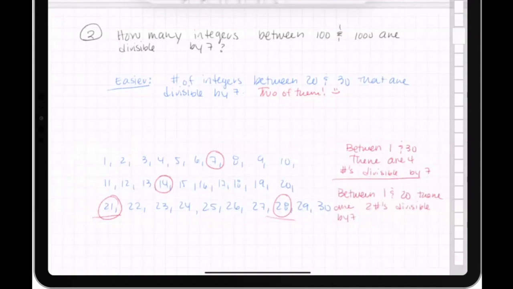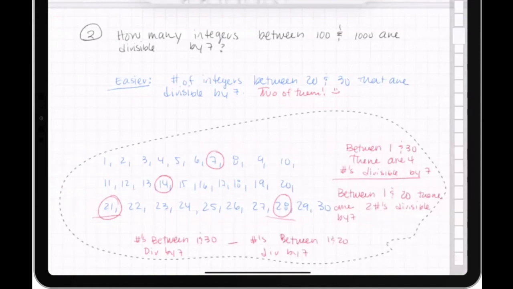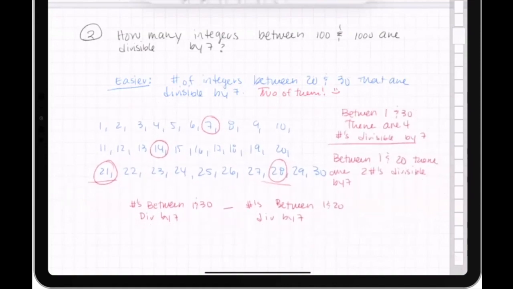So really what we could just do is numbers between 1 and 30 divisible by 7 minus numbers between 1 and 20 divisible by 7. And if I scooch these up for space, there we go. Well, clearly I had 4 here minus 2, and that's 2, which is precisely what we found here. We found that we had 1, 2.